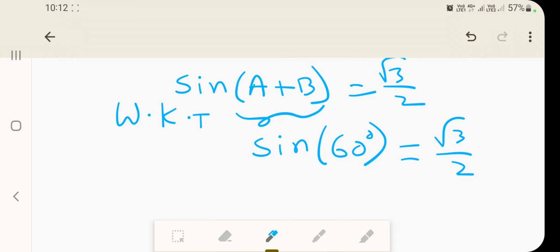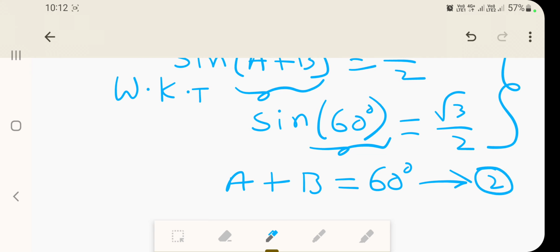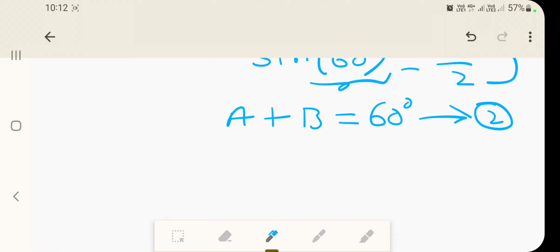If you compare the right hand sides, both are root 3 by 2, and on the left hand side we have sine of the angle A plus B and sine of the angle 60 degrees. So we can equate A plus B is equal to 60 degrees. This we give as equation number 2. Is it clear? So A plus B is equal to 60 degrees.